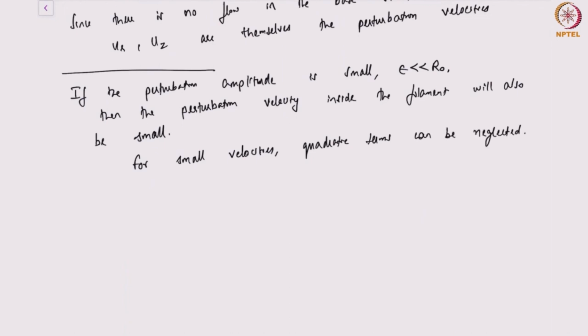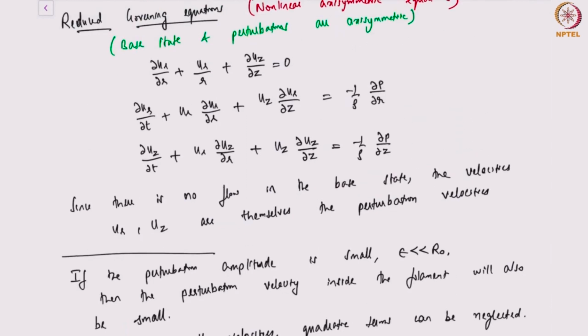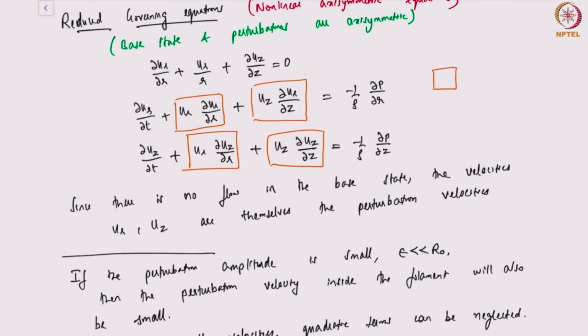Let's look at what are the quadratic terms in the velocities. If you look at this equation, there are several of them. This is a quadratic term in velocities, u r and its derivative. This is u z and derivative of u r with z, u r with u z derivative, and finally these terms. All these four terms here are small and can be neglected, because these are perturbations and products of perturbations are small.